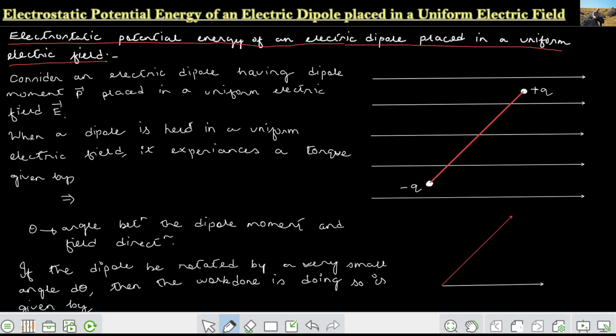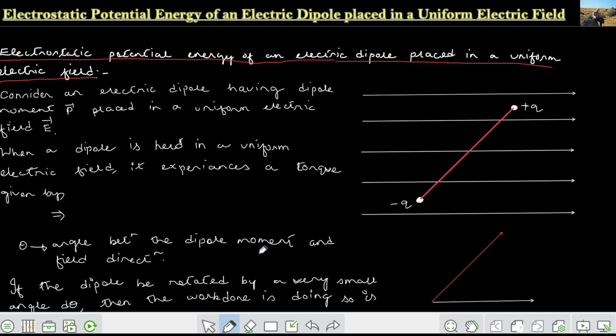Now we will be highlighting and pondering upon another topic from electrostatics entitled Electrostatic Potential Energy of an Electric Dipole Placed in a Uniform Electric Field. Now let us emphasize an electric dipole. An electric dipole, as we already know, is a system of charges bounded by two equal unlike charges separated by a finite distance between them.